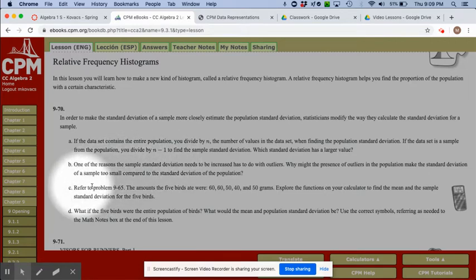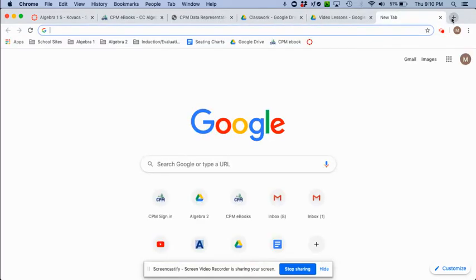All right, so we're going to look at problem 65, but we don't care about 65. We really just care about these numbers: 60, 60, 50, 40, and 50. It says to explore the functions on your calculator to find the mean and sample standard deviation for the 5 birds. Well, if you don't have your graphing calculator, fear not, we shall look one up.